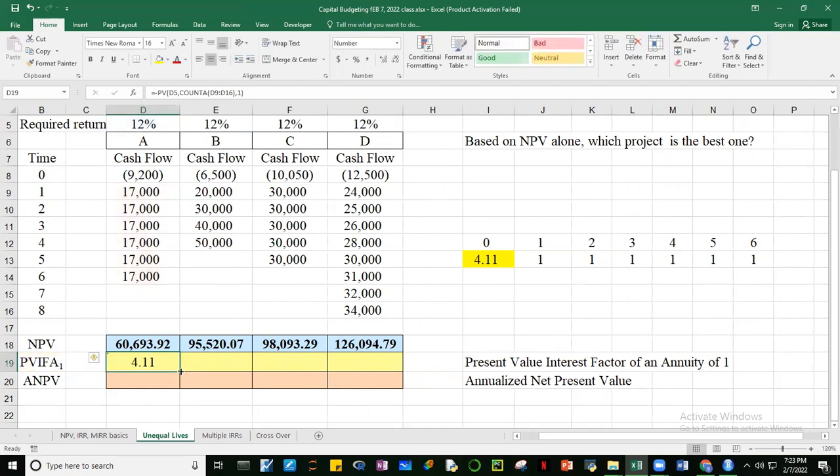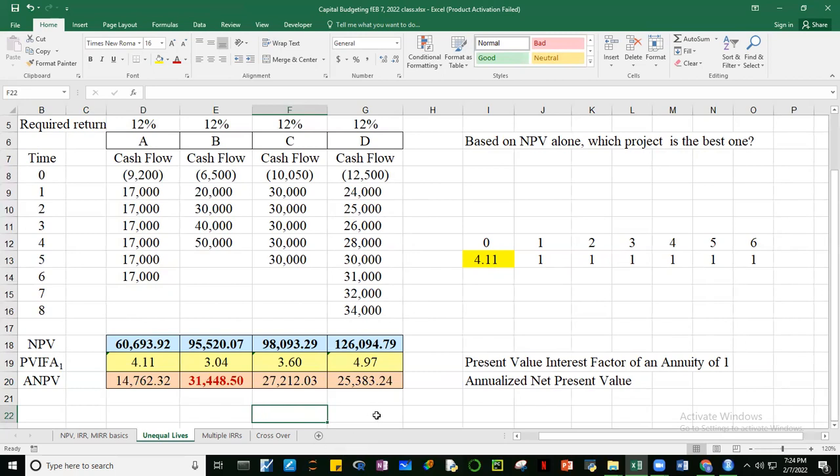Pareho, yan. And then we copy it to the right. Alright. So ito na yung mga present value interest factor nila of an annuity of 1. Ibig sabihin, tagwa 1, 1, 1, 1, 1 lang. Alright, so we can now compute for the annualized net present value, and this is equal to the NPV divided by the present value interest factor. So you can now see that the annualized net present value, the highest is B. Ito. So among these projects, Project B is the better one, kasi siya yung may annualized net present value na mas malaki, 31,448.50.